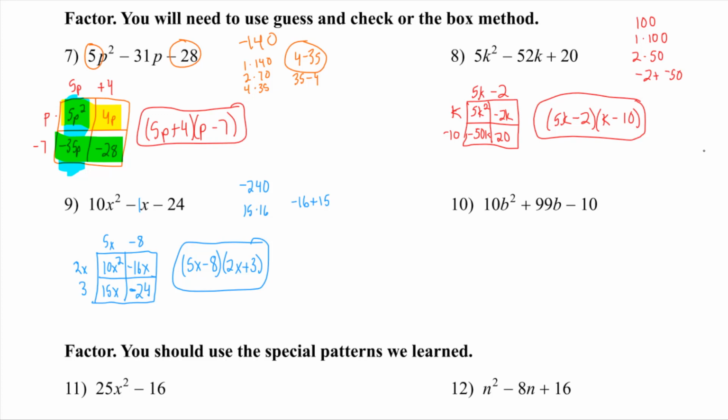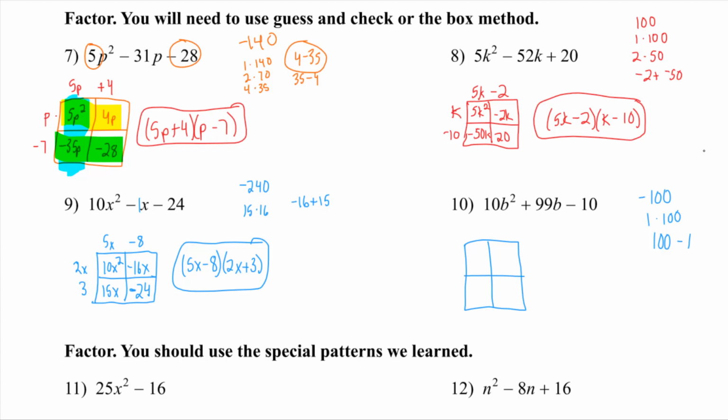Okay, number 10. And we have negative 100 again. Well, I guess it was positive before, but we have negative 100. We're trying to get 99. Well, we better use 1 and 100. And since we're trying to get positive 99, that's 100 minus 1. So let's make our box.